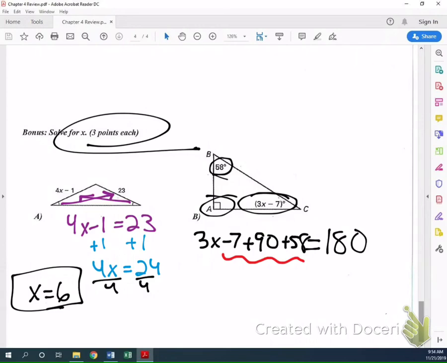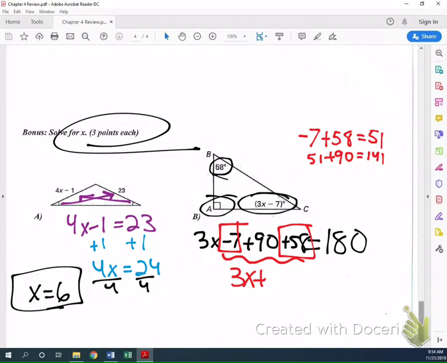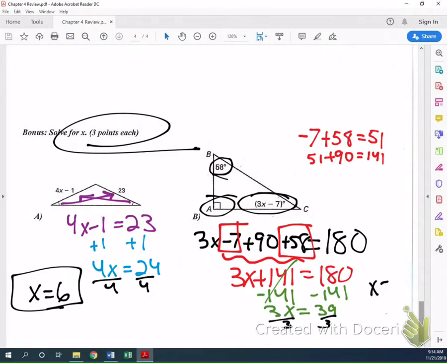It might actually be easier to put the negative 7 and the 58 together first. Yeah, because this would give me 51, right? And then when you add that to 90, you get 141. Good. All right, so 3x plus 141 equals 180. Then what? Other way around, but yep. So 3x equals 39. And what's 39 divided by 3? X equals 13.